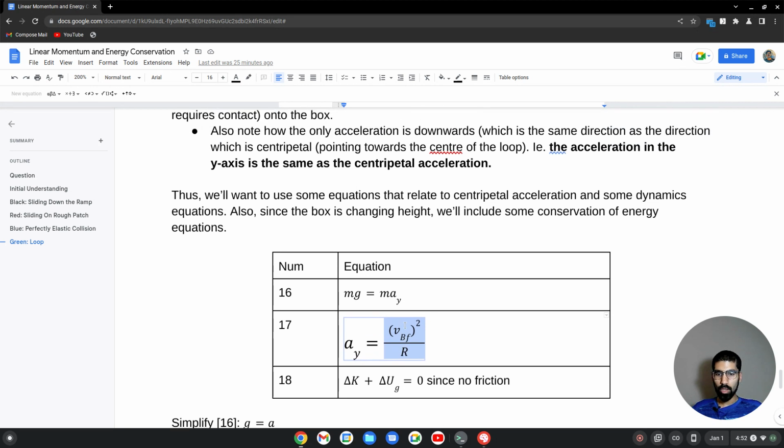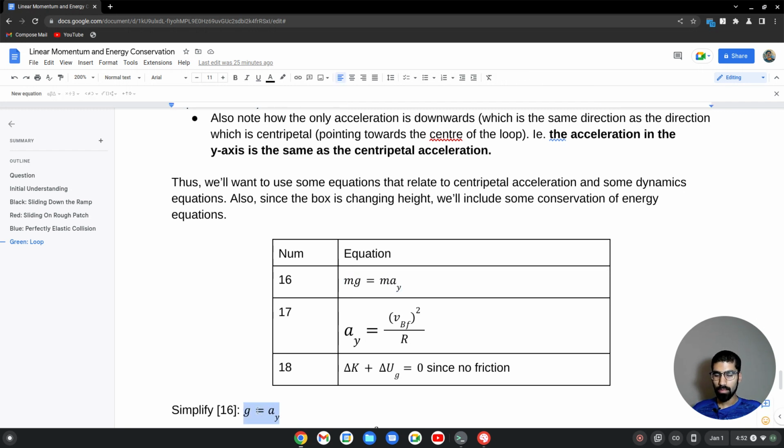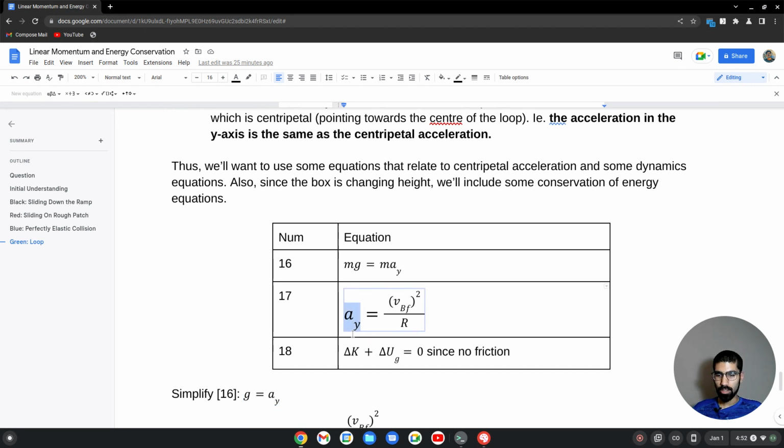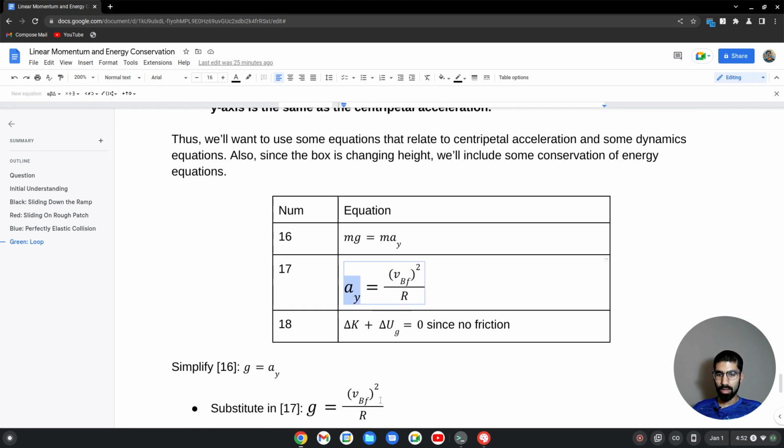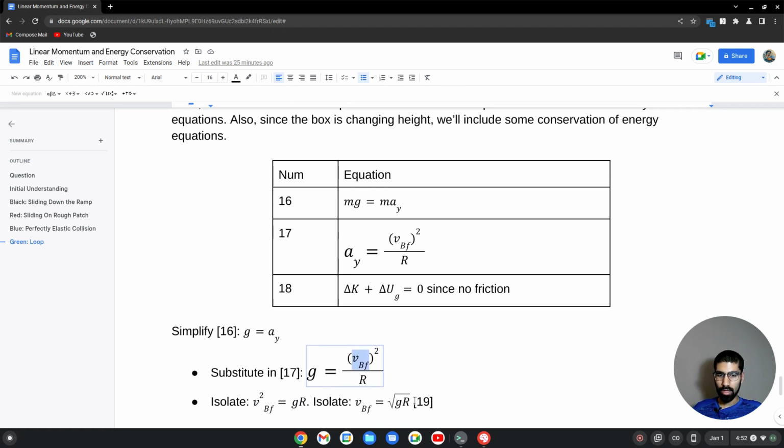Now, we can simplify this equation by just dividing both sides by m, and we get g is the only source of acceleration because you only have gravity pulling the block down at the top of the loop. Now we can take this and substitute it in here, isolate for v_BF, the final speed of the block, and here we are.